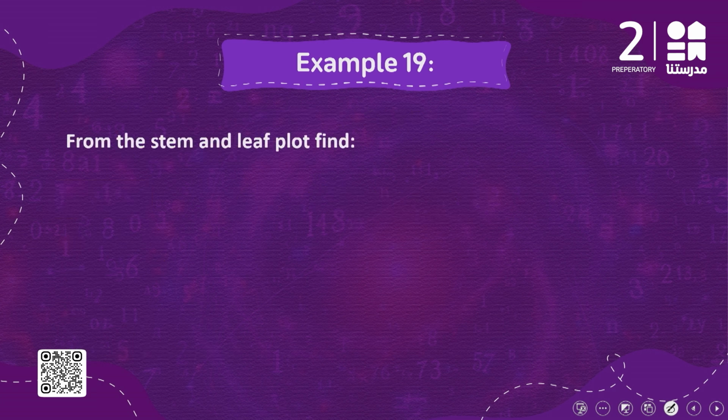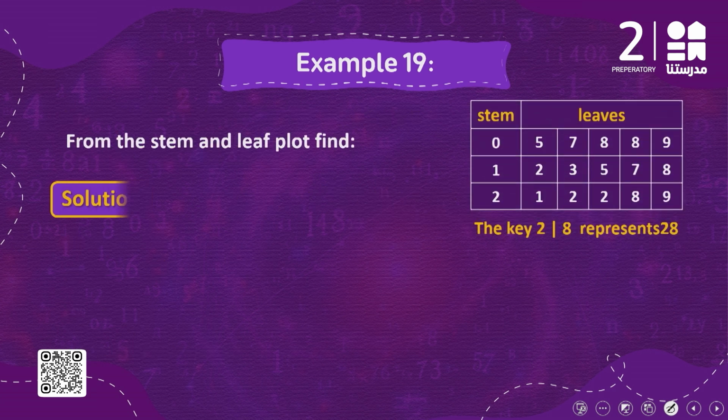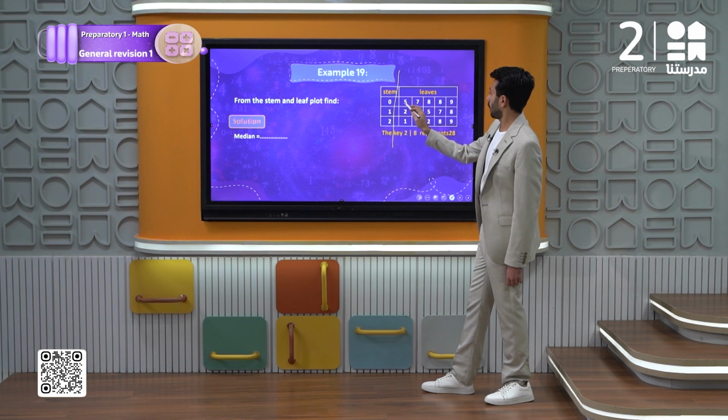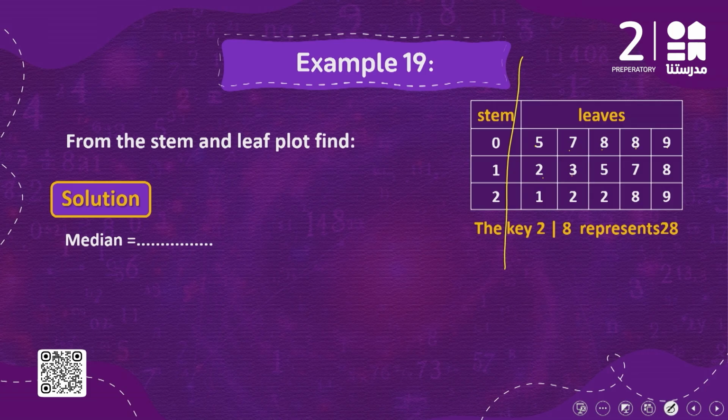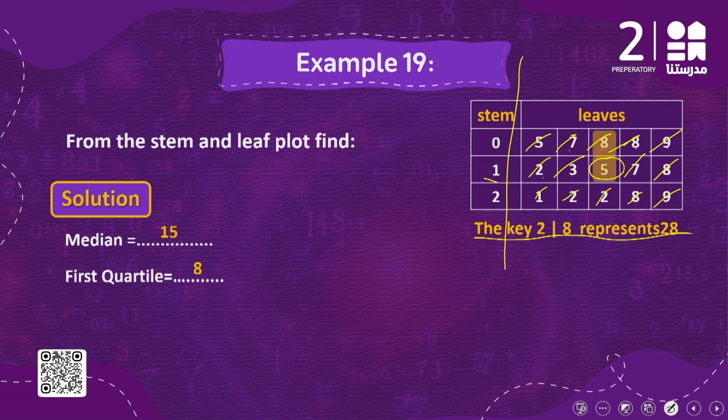From the stem and leaf plot, find the median. Take care, this is for the stem. The median, here we have 1, 2, 3, 4, 5, 6, 7 until here. You can cancel out this 3 with this 3, this 2 with this 2, 2 with 2, 5 with this one, which is 15, as you have to read the key, so the median is 15. First quartile here, you have how many values?